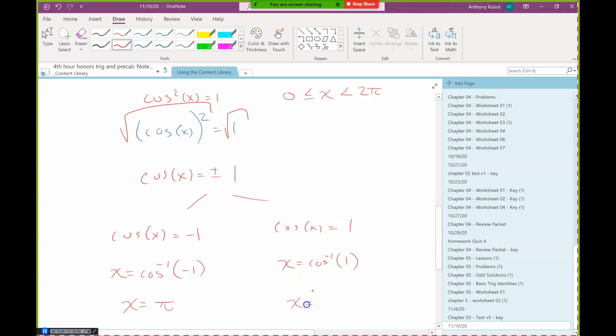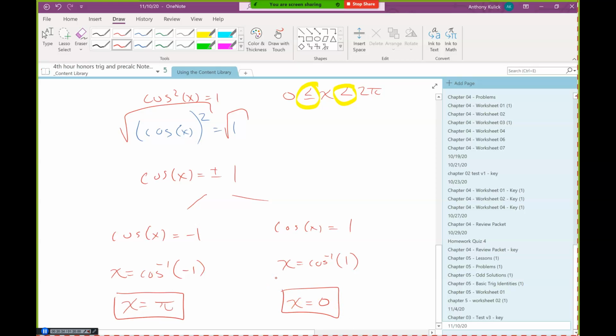And we're equal to +1 at 0 and 2 pi. But if you look, we really want just 0. Why not 2 pi? Because it's not an or equal to inequality on the 2 pi. So those are my 2 answers.